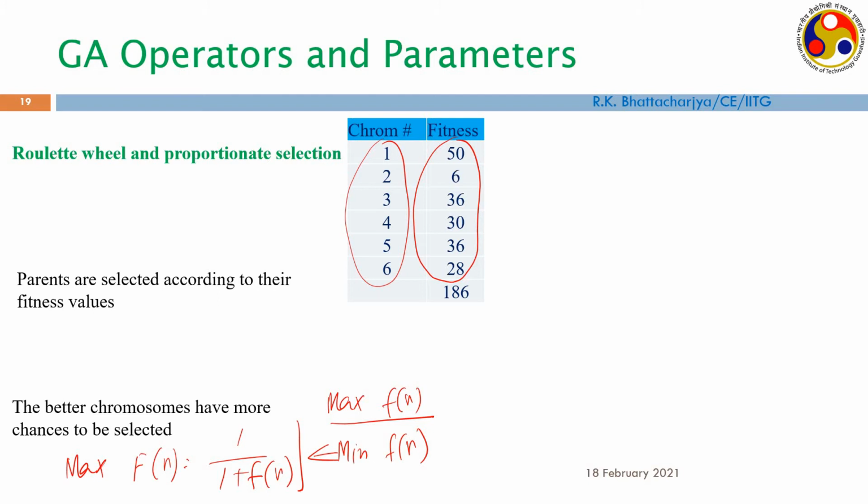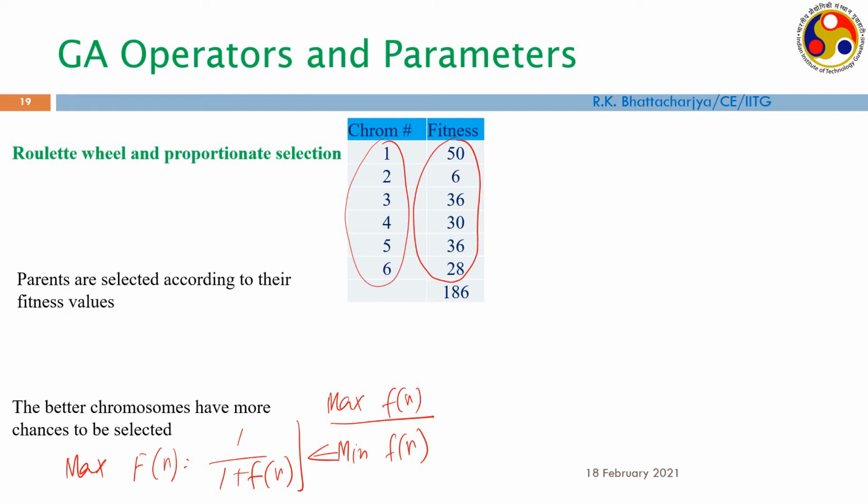Okay, so this is what roulette wheel or proportionate selection is doing. It is calculating based on their fitness value. That means a fitness value of 50 should have a higher probability of being selected. And a fitness value of 6, that is the worst solution, should have a very low probability of being selected for the next generation.